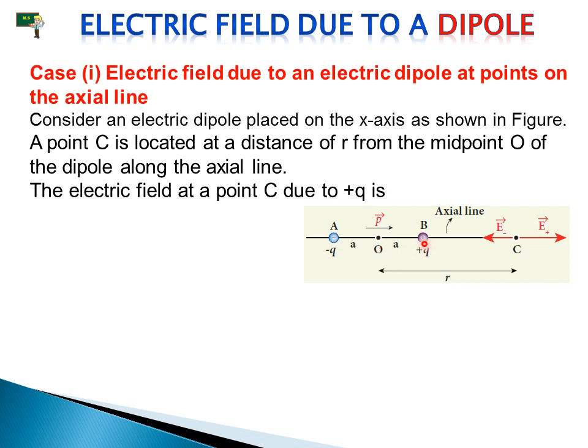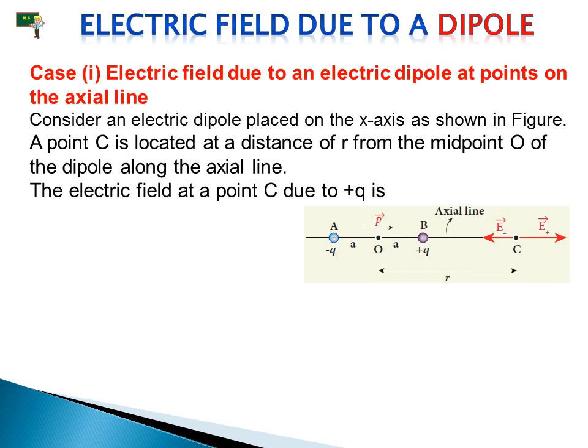Then this is the path of the charge. This is the charge distribution. Now we are informed of the distances. The distance from O to C is small r, but we already know the distance between O and B is small a and A and O is small a. Okay, I think now you have a clear idea about the diagram.